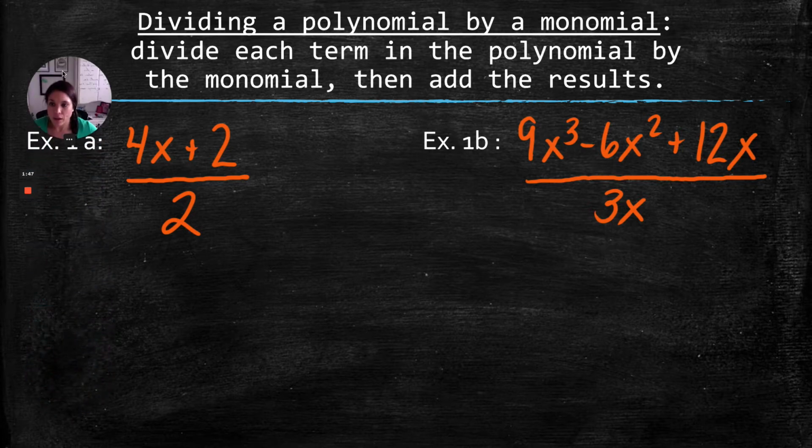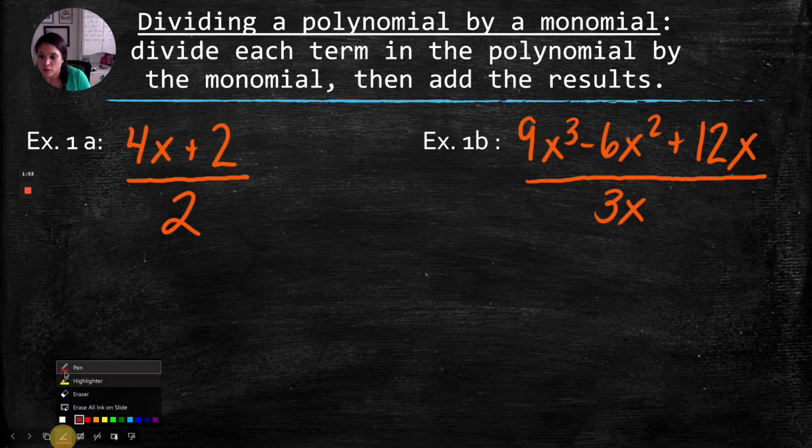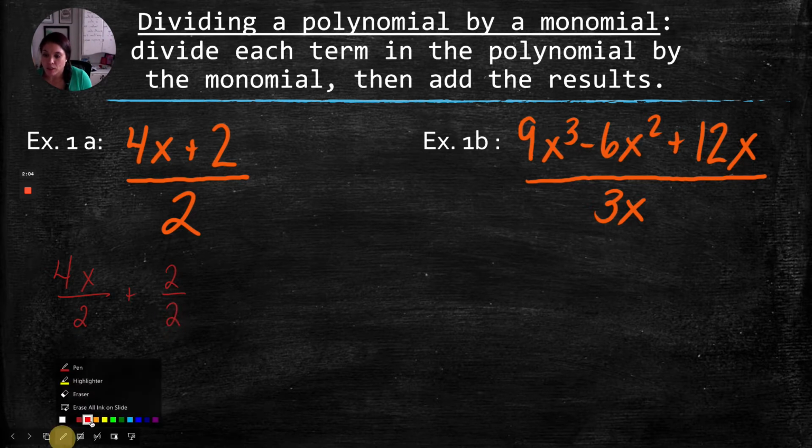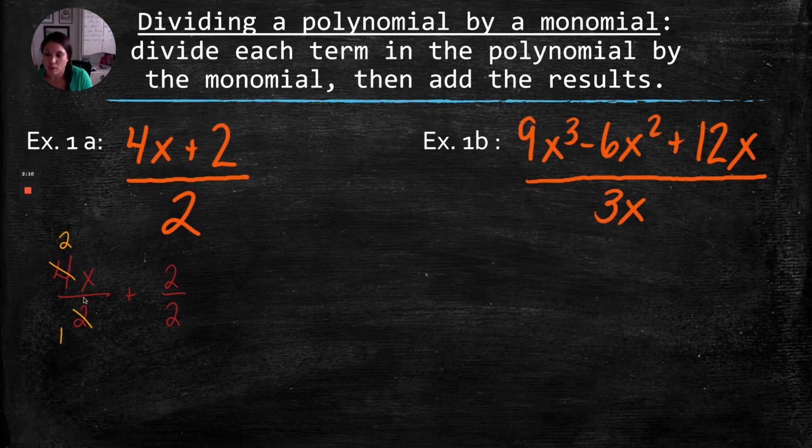This is 4x plus 2, so 4x over 2 plus 2 divided by 2. Now if I simplify this, 2 goes into 2 1 time, 2 goes into 4 2 times. I'm just going to leave the x there. So this is 2x. I have nothing in my denominator. If I simplify this fraction 2 over 2, you all know that this is 1 whole. So my answer is 2x plus 1.